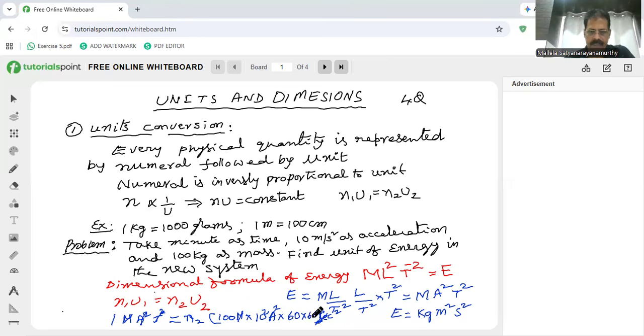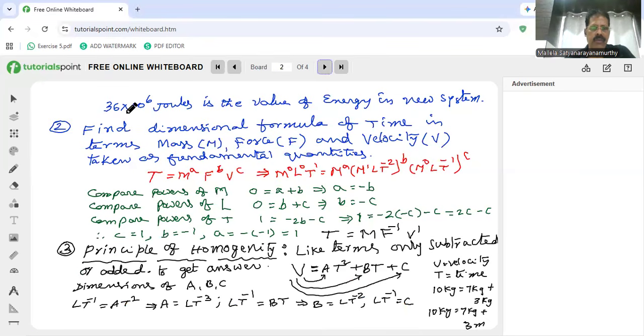Minute converts into seconds: 60, so 60 into 60 seconds square. So cancel it. What will you get now? Very important. So n2 is equal to 36 into 10 power 6 joules, the value of energy in the new units. In the old unit the value of energy is in joules; in the new unit the value of energy is 36 into 10 power 6. This is one of the important questions I wanted to explain here.